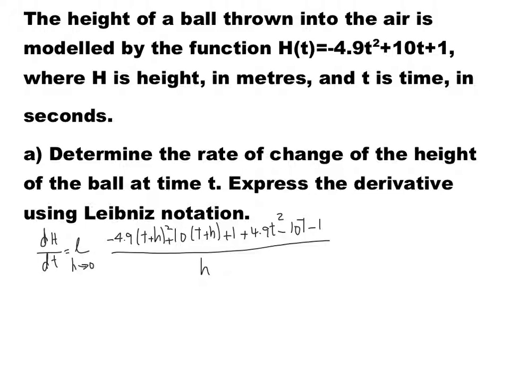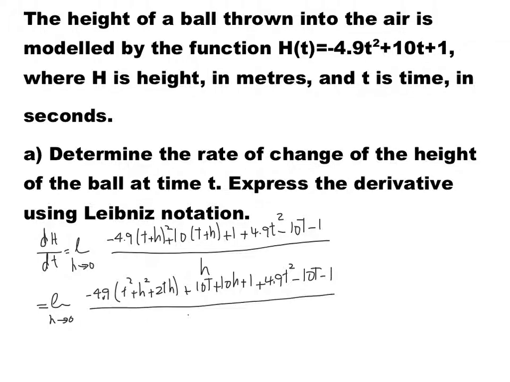Now, if we expand the numerator, we get the limit as h goes to 0, (t plus h) squared is t squared plus h squared plus 2th. So it's negative 4.9 times t squared plus h squared plus 2th, plus 10t plus 10h, plus 1 plus 4.9 t squared minus 10t minus 1, over h.